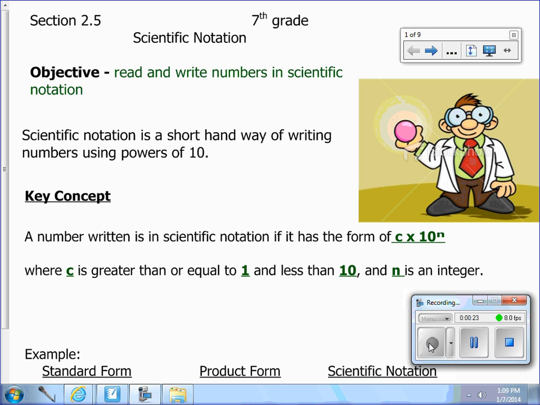notation is a number written in scientific notation if it has the form of C times 10 to the nth power, where C is greater than or equal to 1 and less than 10, and n is an integer. So C needs to be a digit. It can be 1 or greater than 1, but less than 10.